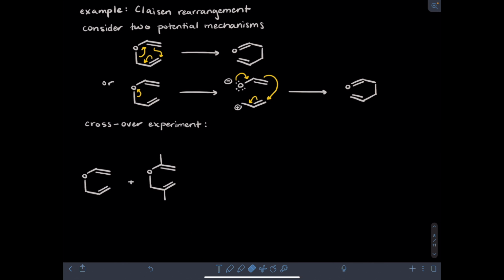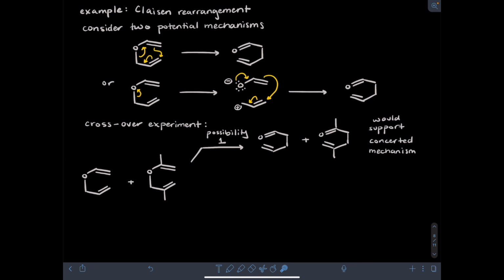So, as an example of a crossover experiment, let's consider a single reaction where we had these 2 similar reagents present. One of them has no methyl groups present, and one reagent has 2 methyl groups present. One possibility is that the only 2 products you observe have either no methyl groups present or 2 methyl groups present. If only these 2 products are observed in the crossover experiment, this would give support to the concerted mechanism shown above.